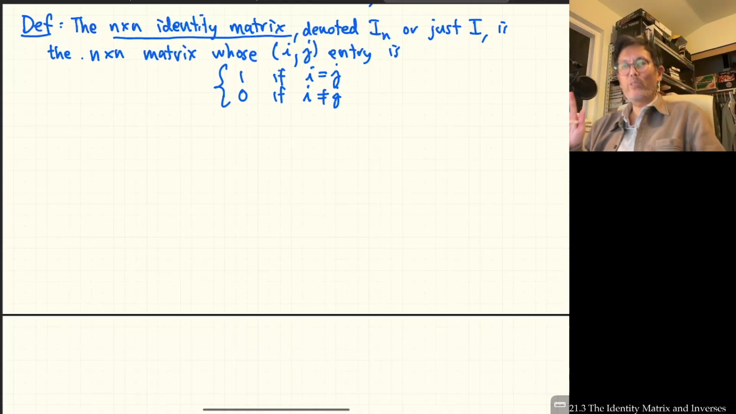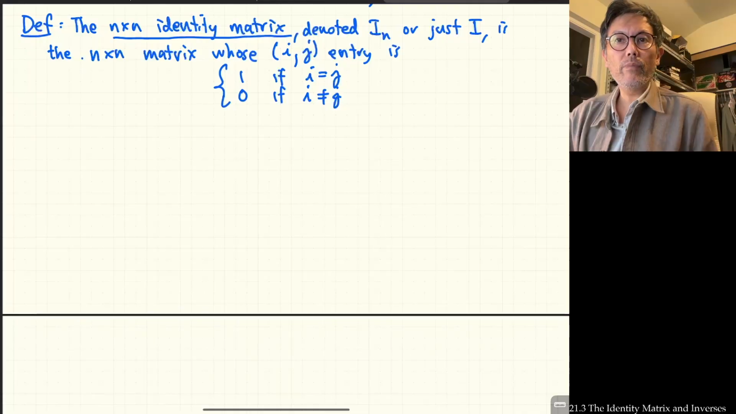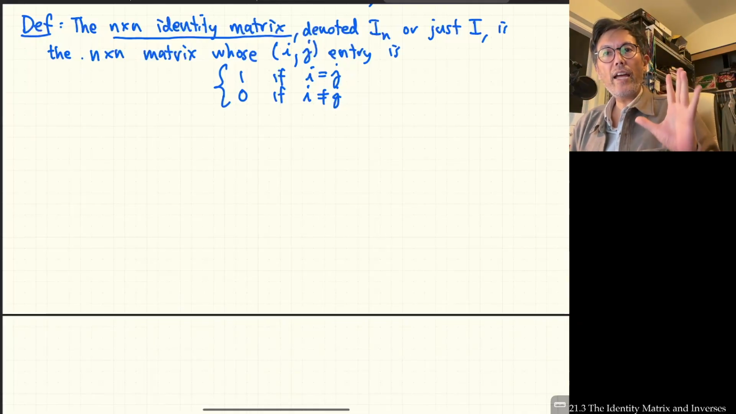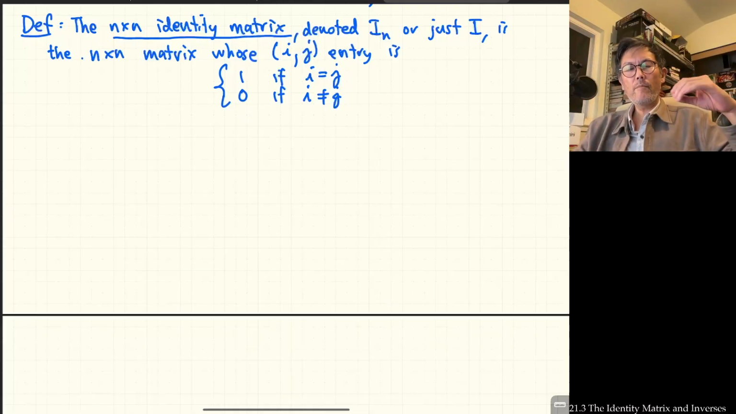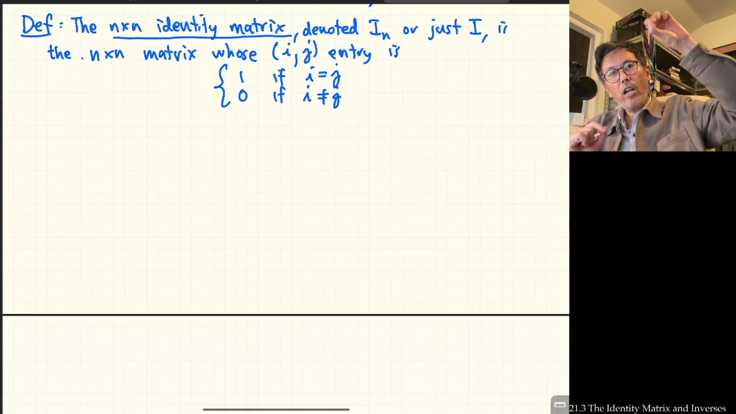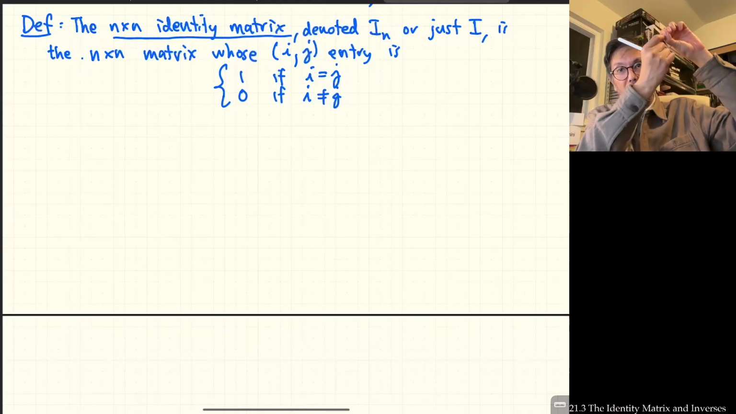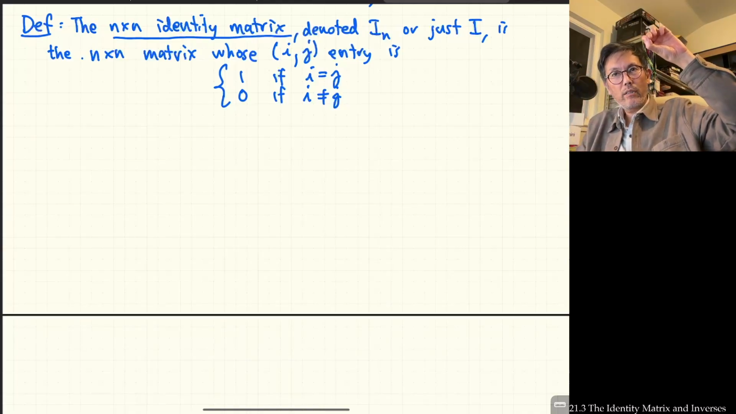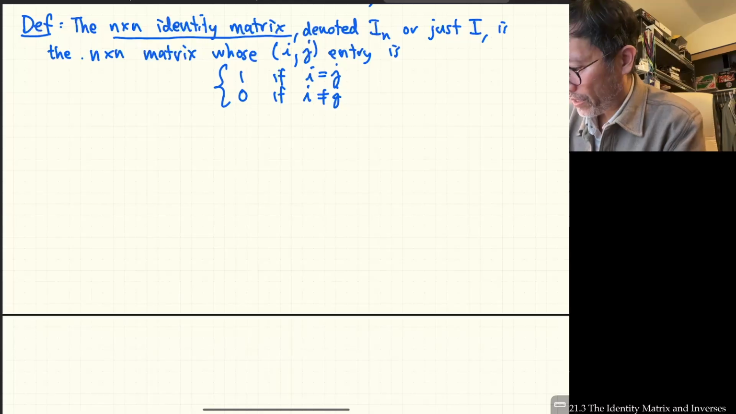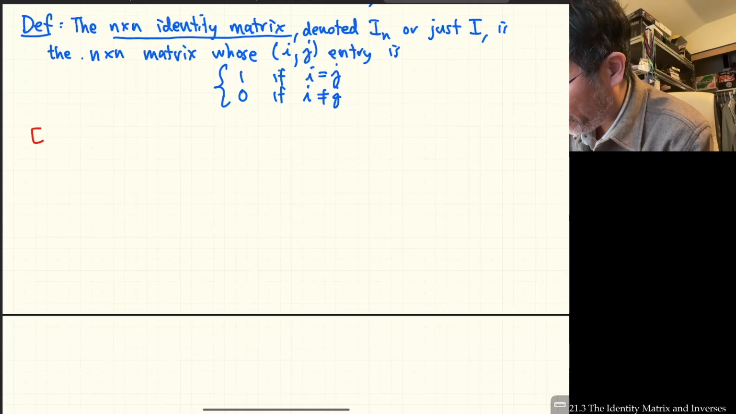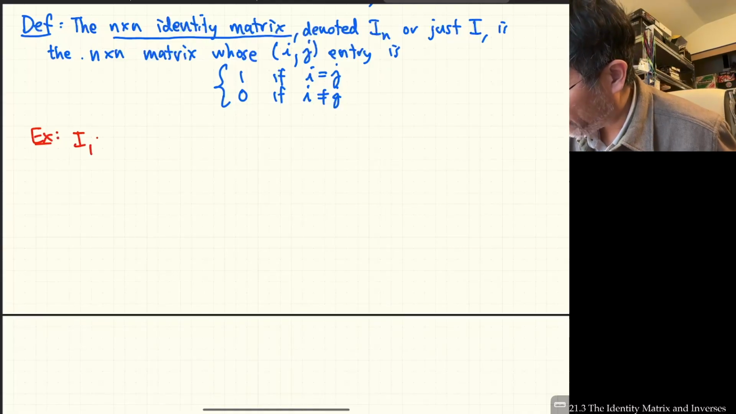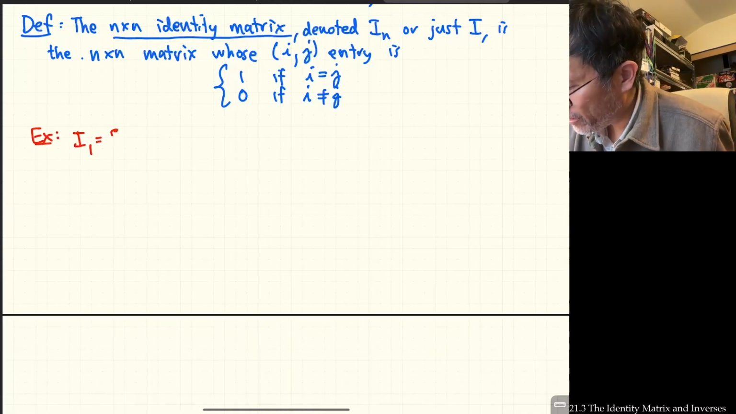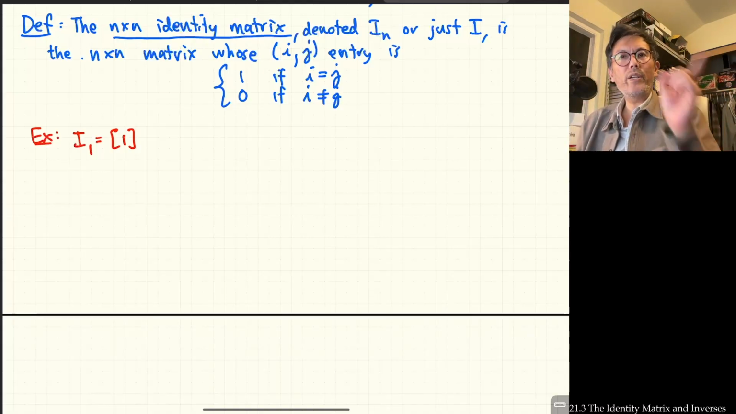Now, this might be inscrutable at first, but this is saying something very simple, okay? It's saying that this is a square matrix, it's got n rows and n columns, and that when the column index is the same as the row index, that's when the entry is equal to 1. So what that's going to mean is the following. Let's just look at some examples here. And this is going to be very clear. For example, I1 is the 1 by 1 matrix. There's only one entry, and the row index is the same as the column index, so that entry is 1.